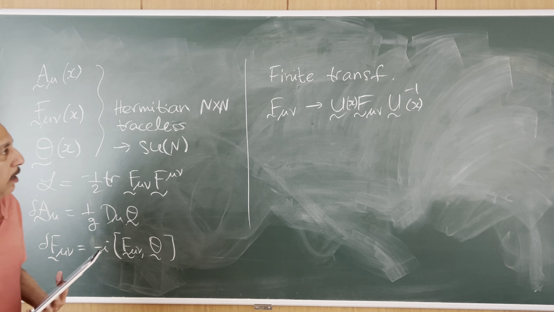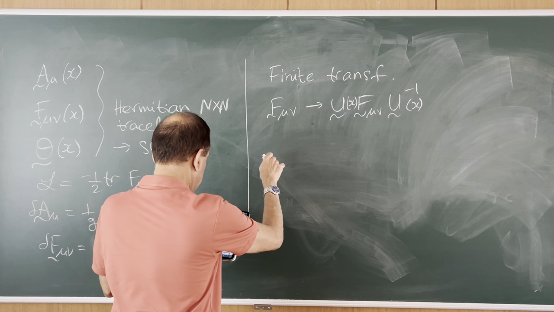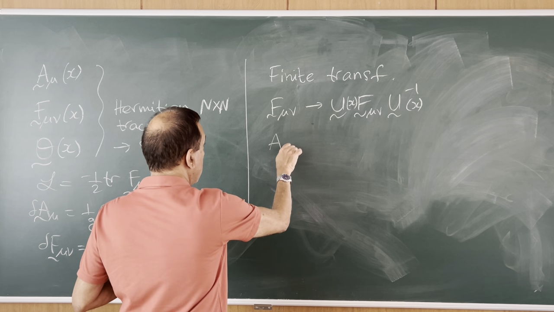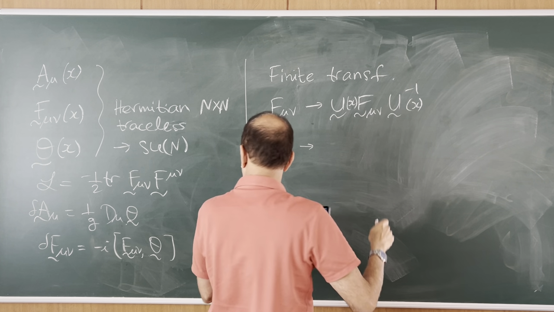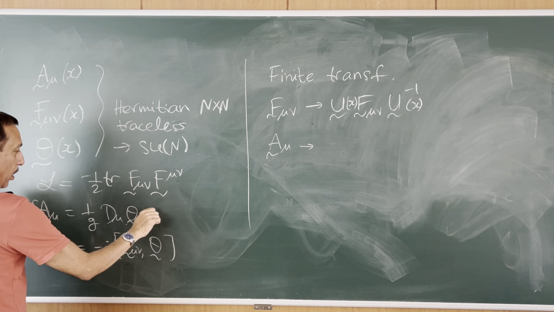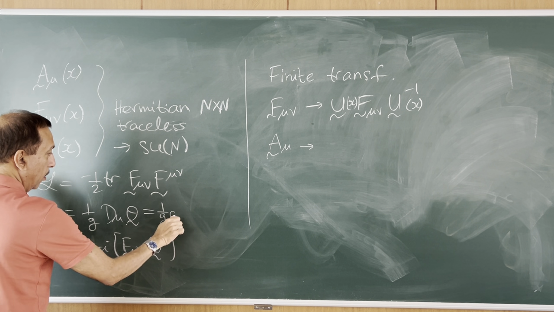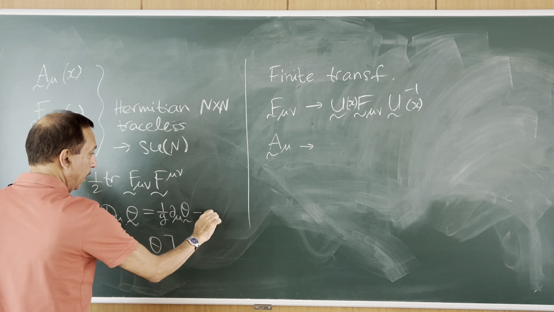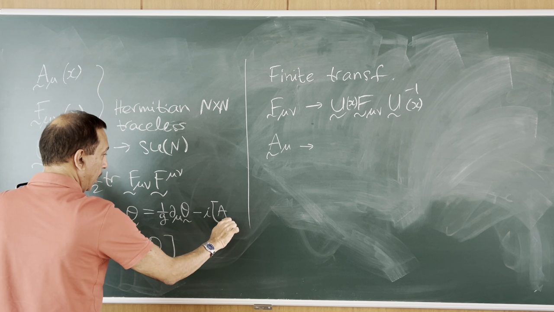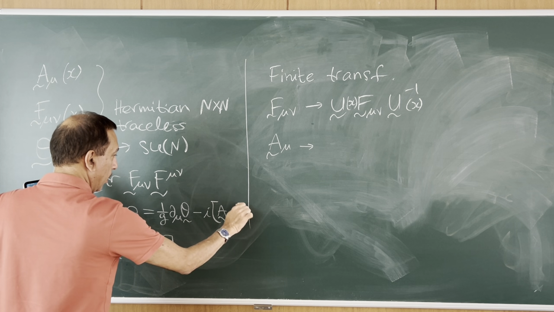So now the question is, in the finite form, F goes like this. So what does A do? So again, we expect there should be one term which looks like, okay, let me make this more transparent by writing this out in detail. This, minus I A theta.